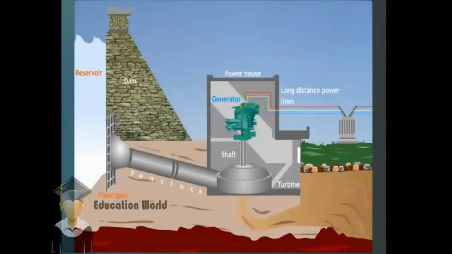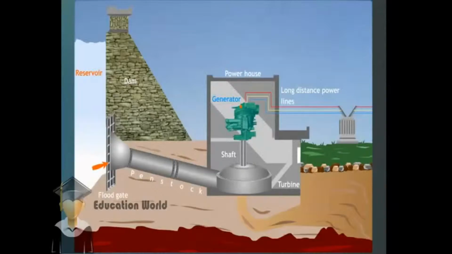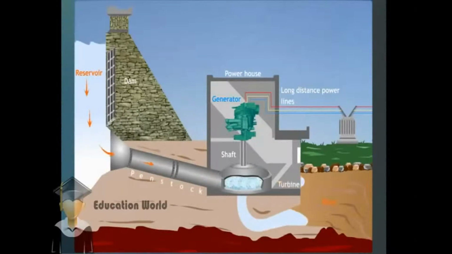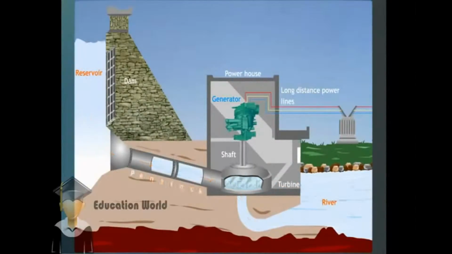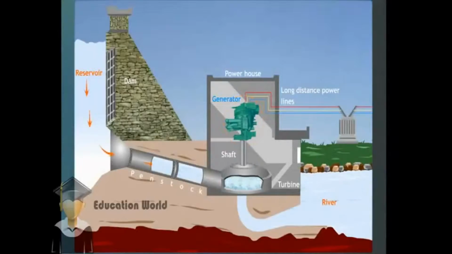At the bottom of the dam, there is a floodgate. Water flows through the penstock and rotates the turbine. The flowing water rotates the turbine, which is placed at the end of the penstock. The turbine, in turn, rotates the shaft that is connected to the coils of a generator. These coils are placed in between strong magnetic poles. The rotating shaft turns the coil.